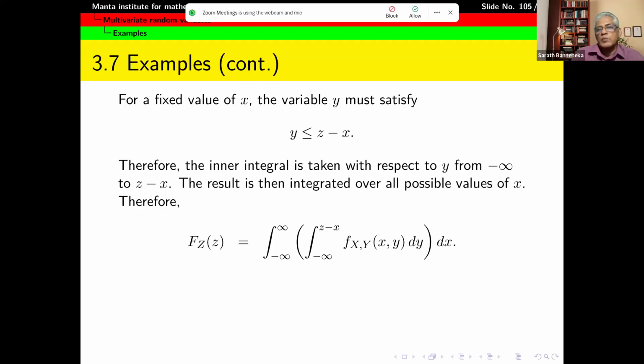Of course, in a particular problem, we'll have to write down this limit more accurately. But here in general, assuming that x can vary from minus infinity to plus infinity, you have to integrate over all possible x values. So this is the general expression that you can get in terms of the joint density for the cumulative distribution function.